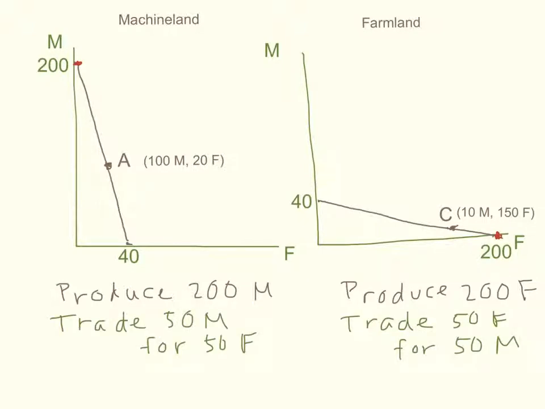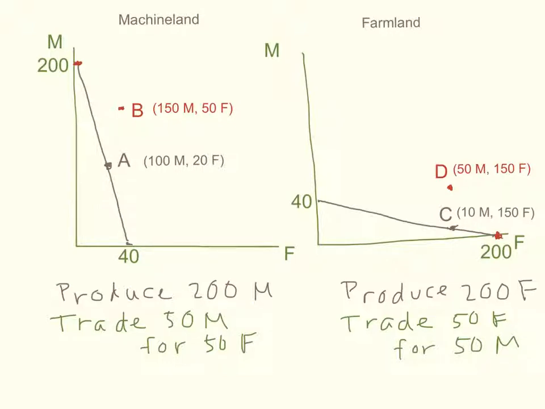Now let's say that they do a very simple trade. They agreed to trade at the rate of 1 for 1. So machine land says, I will trade you 50 machines for 50 units of food. And farmland says, okay, I'll trade you 50 food for 50 machines. After each country has made this trade, we can see that they are each better off than they were before.